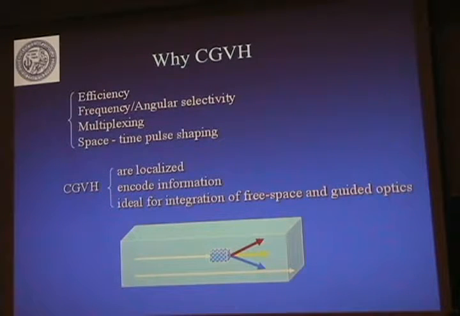Additional advantages of these holograms is that you can make them very localized by shaping inside the volume of the material. You can also encode information, because you are free to do any design in the computer. And you can integrate this with other free space or guided wave devices.